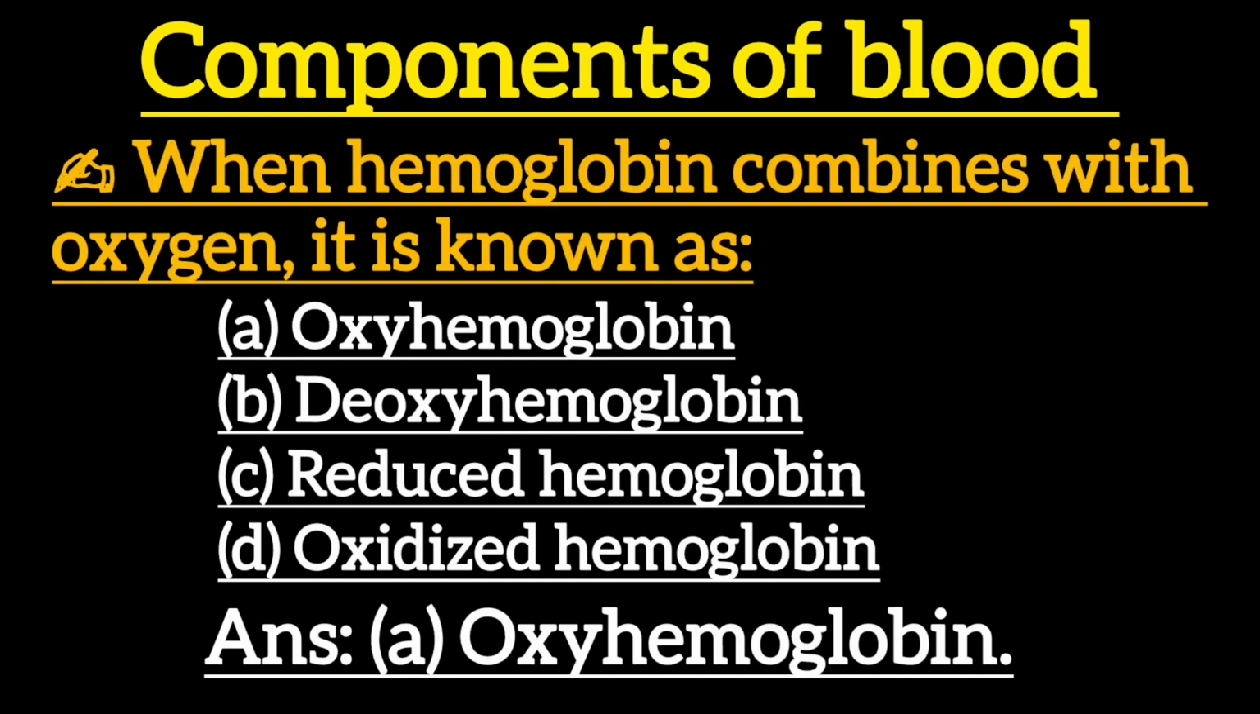Next one is when hemoglobin combines with oxygen, it is known as option A oxyhemoglobin, option B deoxyhemoglobin, option C reduced hemoglobin, option D oxidized hemoglobin. Correct answer is option A oxyhemoglobin.